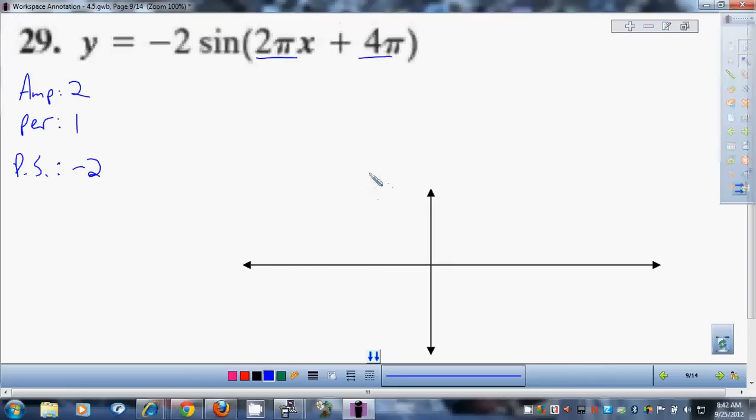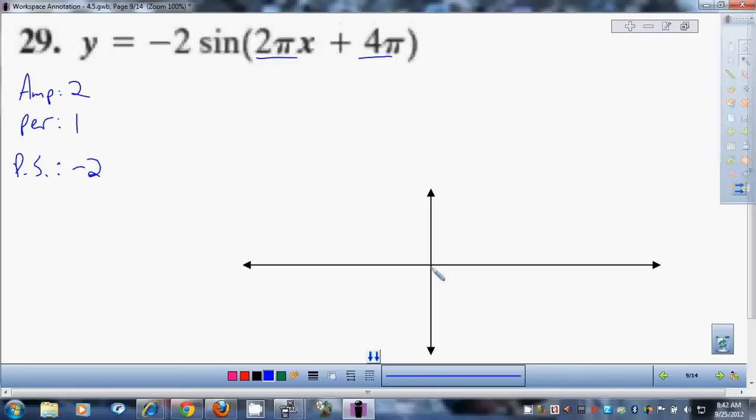Now, here's a quick way to graph this if you remember this stuff. Where does sine start at 0? What was sine of 0? Unit circle. Sine of 0. I think you're thinking cosine. Sine of 0 is 0. So here's where I would normally start.